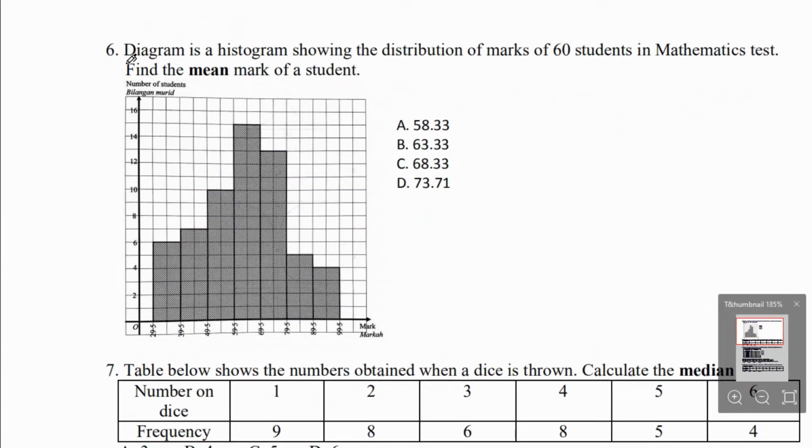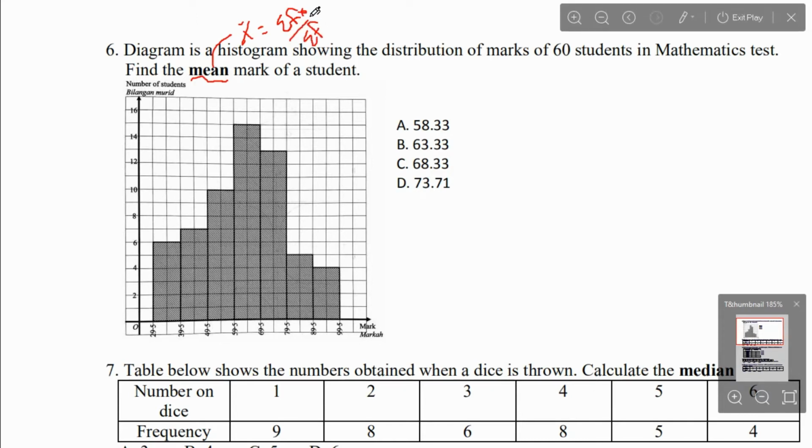Diagram is a histogram showing the distribution of marks of 60 students in a mathematics test. Find the mean mark of a student. Okay, mean equals to summation of fx divided by summation of f. x is the midpoint, f is the frequency. We have to find the midpoint from the histogram. Okay, so this is the first class, second class, third class, and so on.